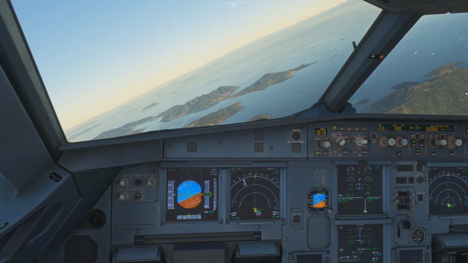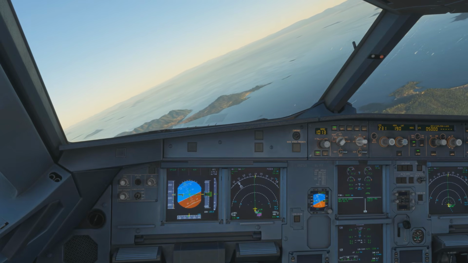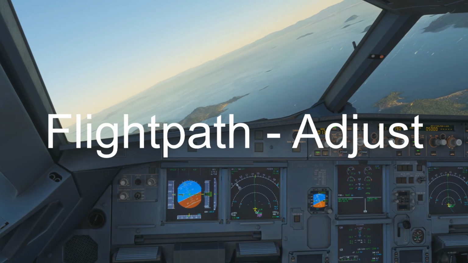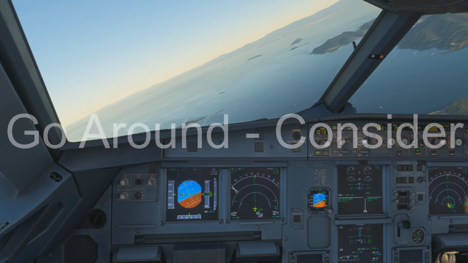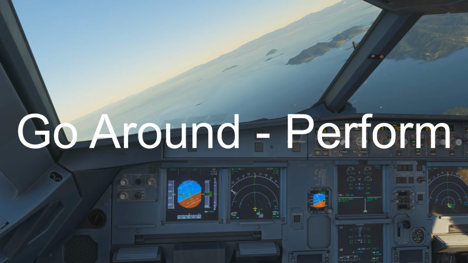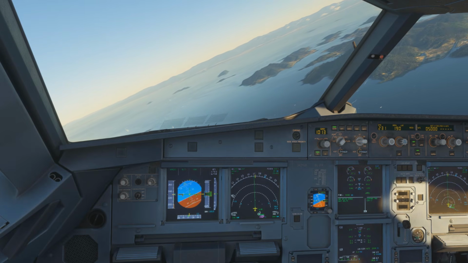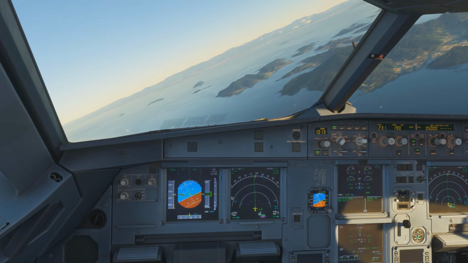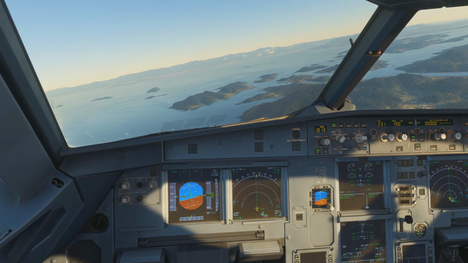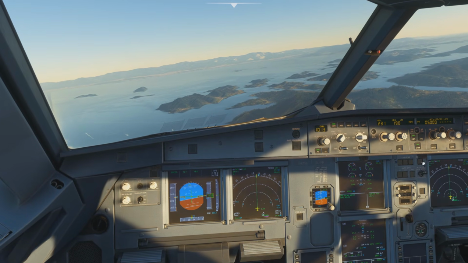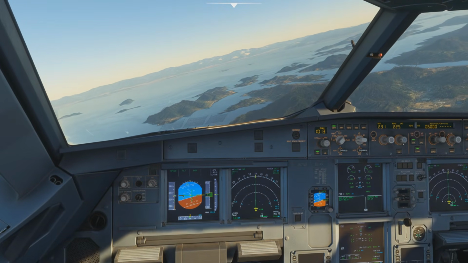So to get started, there are essentially three types of reactions that you need to do. One is called flight path adjust, one is called go around consider, and one is called go around perform. So what does that mean? Well, flight path adjust simply means adjust the flight path so that the warning goes away. So this would be, for example, glide slope. If you hear that, that means you're too low below the glide slope, so just pull up slightly, reduce the rate of descent and get back on the glide slope.